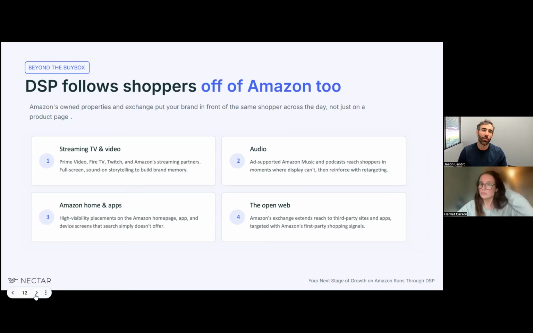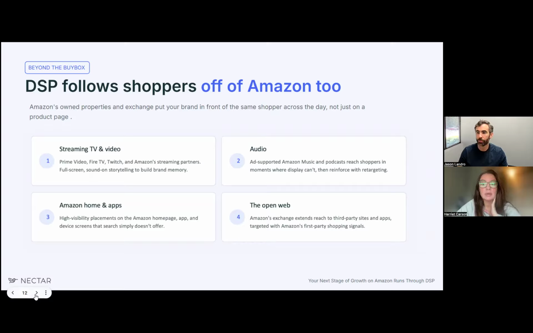So can you walk us through what you can use, where you can advertise, and what might or might not be a fit for a brand when it comes to inventory? Yeah, I think we touched on this a bit. One of the biggest misconceptions about DSP for brands just starting out is that it's simply display advertising on Amazon. In reality, it's much broader than that.